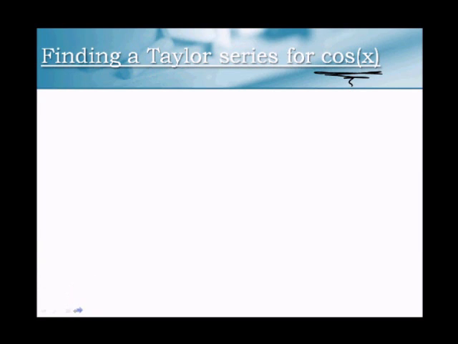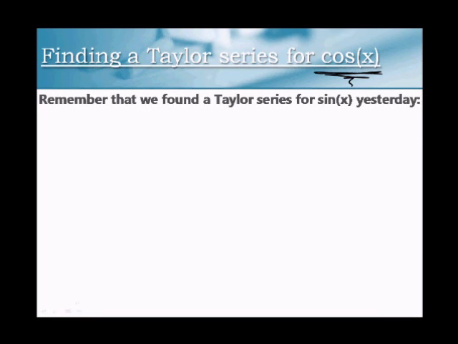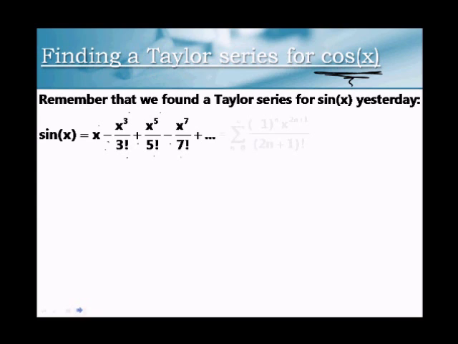Instead, what I'd like to do is take the one that we found for sine. Remember that we had a Taylor series for sine: sine of x equals x minus x cubed over 3 factorial plus x to the 5th over 5 factorial, etc. So we have alternating signs, and we're counting up by odd powers and odd factorials in our denominator. If you want to write that in summation notation, that's the sum from n equals 0 to infinity of negative 1 to the n times x to the 2n plus 1 all over the quantity 2n plus 1 factorial.